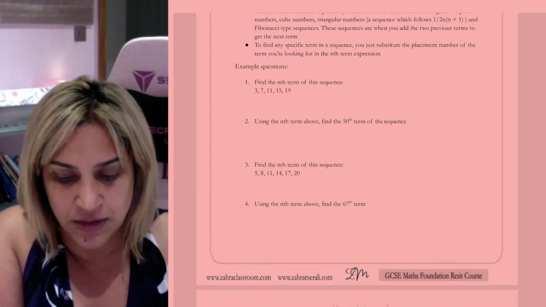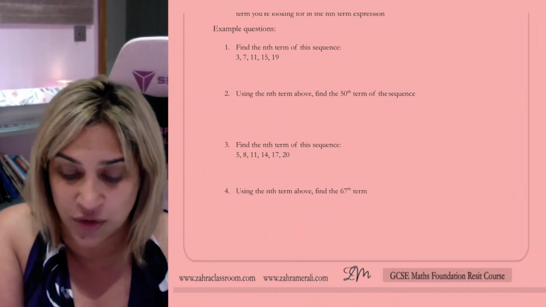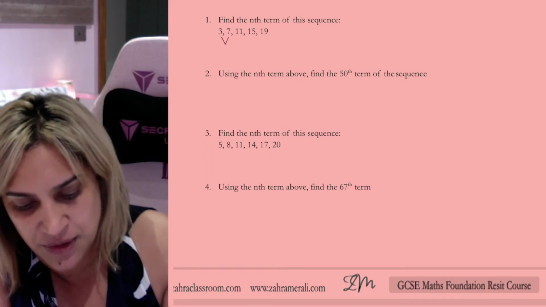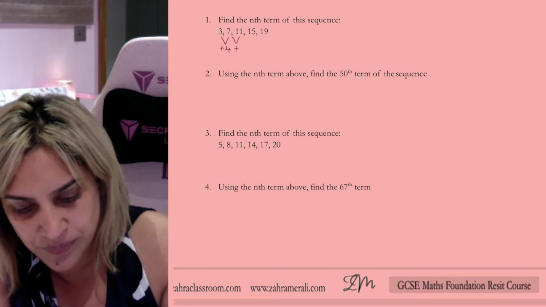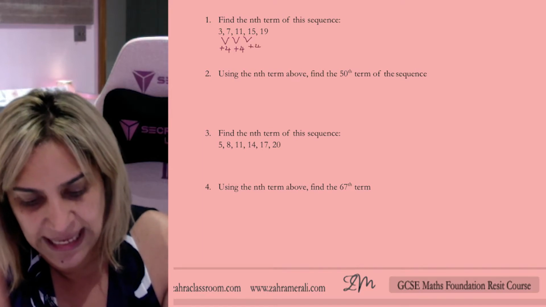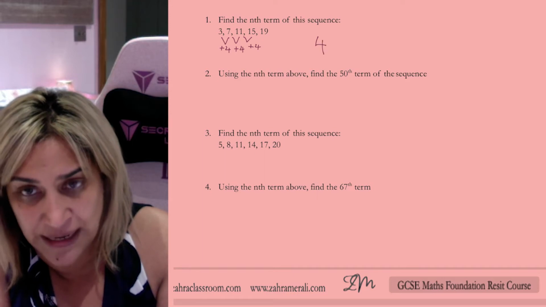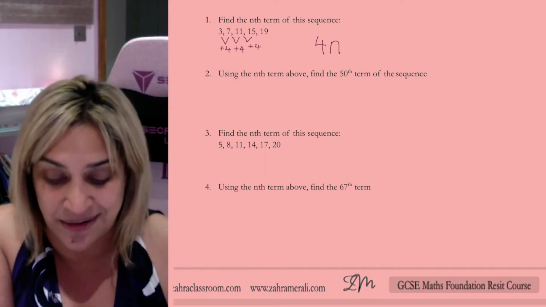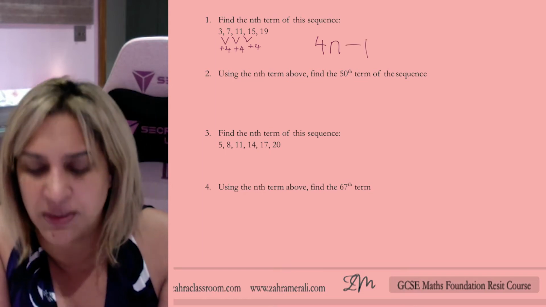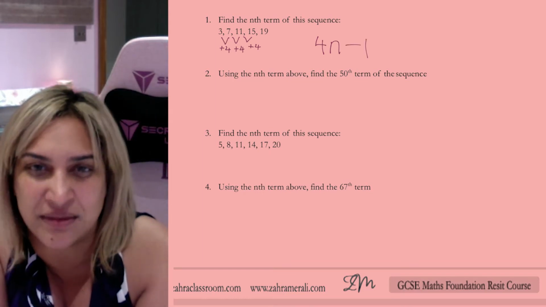The notes are here, you can go through them, but I wouldn't worry too much if you can follow the questions. So we're going to find the nth term of this sequence. You're going to first look for the difference. So every time we're adding 4. And we're going to say to ourselves, as soon as we find out what we're adding, we write 4 and then n. Then we say, how do we go from 4 to 3, which is the first number? We minus 1. And that is your nth term.